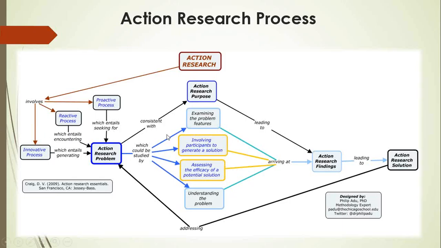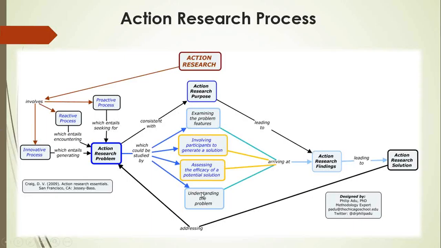Then you identify your action research problem. Then you take action by doing research. And these are some of the purposes. You can do research by examining the features of the problem. You can do research by involving participants in generating the solution. You can do research by assessing the efficacy of a potential solution that you have identified or come up with.